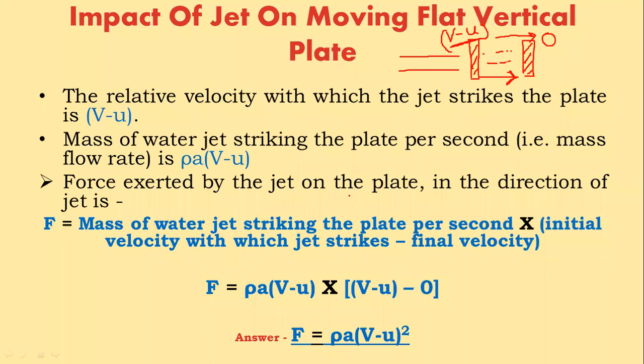Have you got this? Yes, sir. Now, compare the formula for impact of jet on stationary flat vertical plate. The formula for stationary plate was F is equal to rho a v square. And here for moving plate, instead of v, we just have v minus u. So that is the difference between the formula of stationary plate and moving plate.